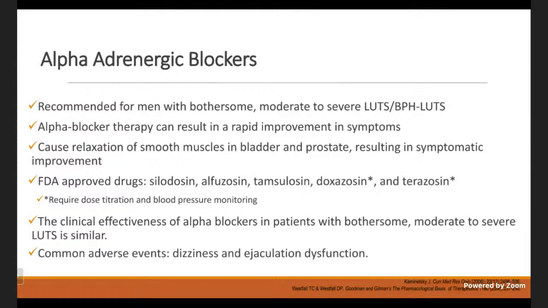So the clinical effectiveness of alpha blockers in bothersome and moderate to severe LUTS is similar with the use of these drugs. There are certain adverse effects which are seen in patients with alpha adrenergic blockers. The common side effects are dizziness and some ejaculatory dysfunction, which is more common with tamsulosin and silodosin, and less common with alfuzosin.